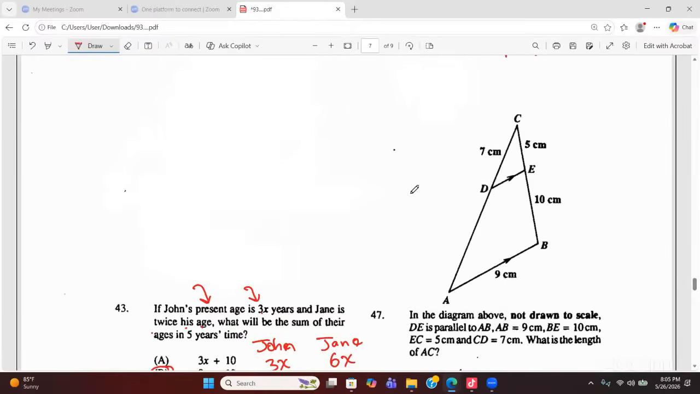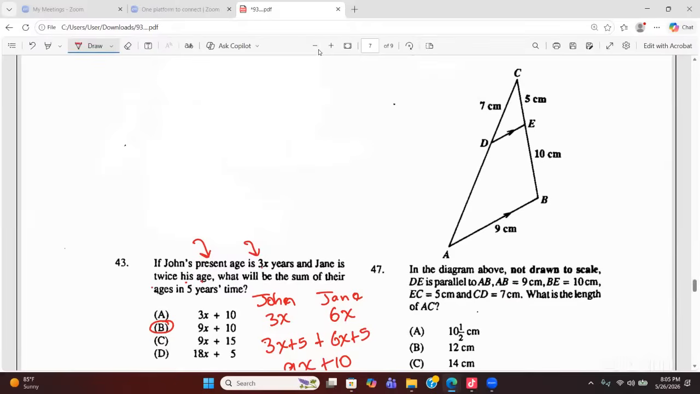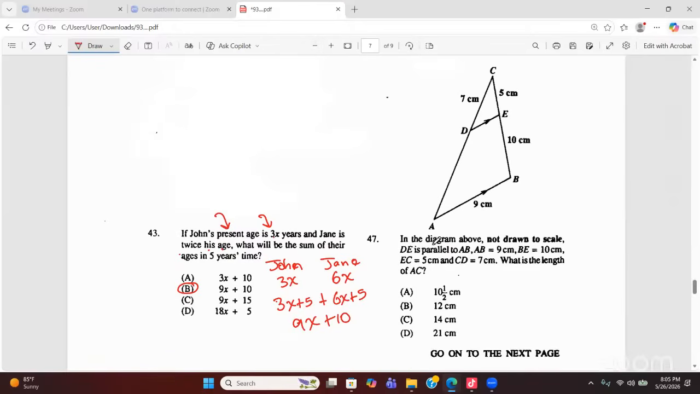All right, let's look at this. This is a vector question right here. Now it says in the diagram above, not drawn to scale, DE is parallel. Oh, it's not a vector. It's a similar triangle, it looks like. So DE is parallel to AB. All right, we've seen that.